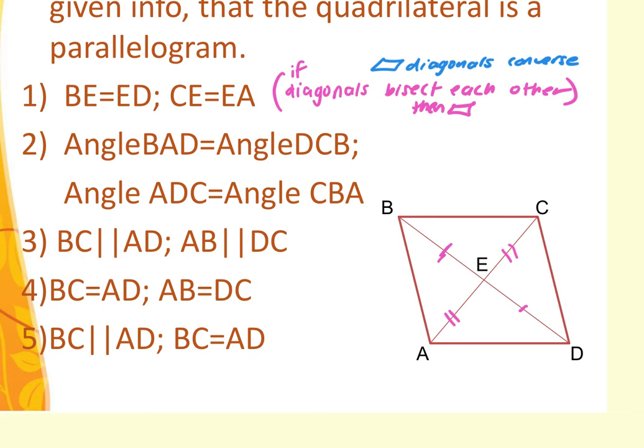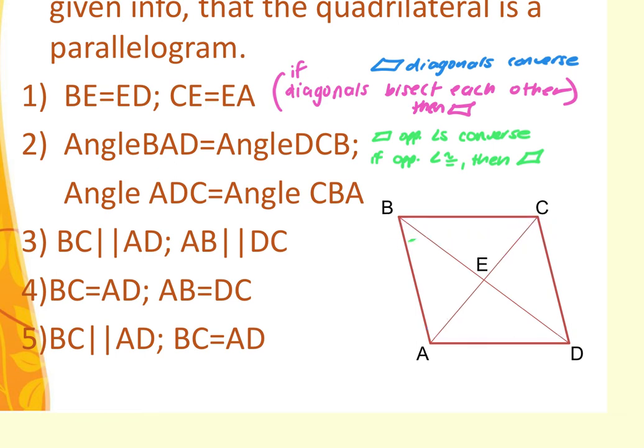Okay. 2 says angle BAD, which is this angle here, equals angle BCD, which is this angle here, and ADC equals CBA. So, Kumar. Parallelogram opposite angles converse, or if opposite angles congruent, then it's a parallelogram. I remember that one. Yeah.